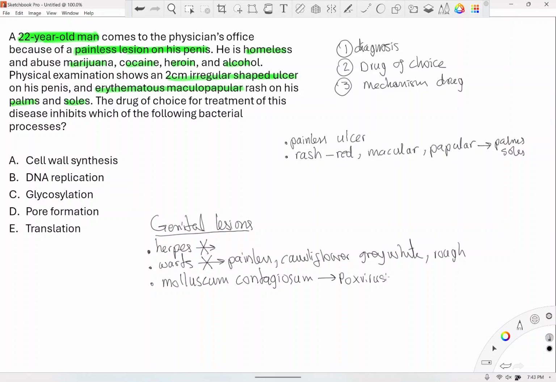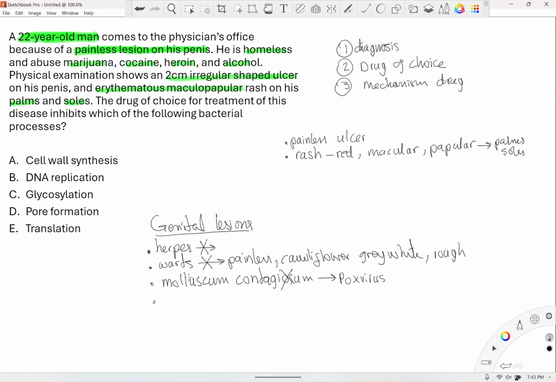So our condition is a painless ulcer. It's not a raised lesion, like molluscum contagiosum. Obviously molluscum contagiosum is contagious, so you have to make sure don't share towels, don't share clothing that comes in contact with these lesions. That's how people get it. Okay, so it's not that.